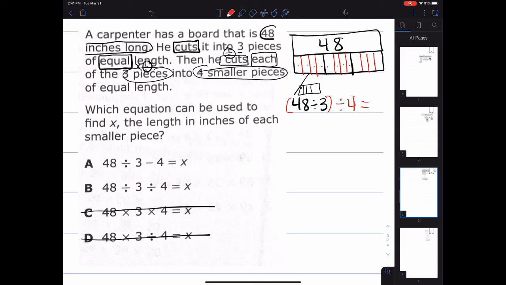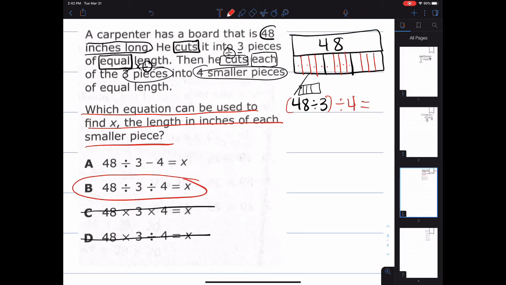So then it says, which equation can be used to find x, the length in inches of each smaller piece? The good thing about these kinds of questions is you don't even have to solve it. You just have to know how to get the answer. So now that I've done my strip diagram and my equation, it's so easy, I can pick my answer. My answer is obviously going to be B. And that's it. That's all you're going to do today.